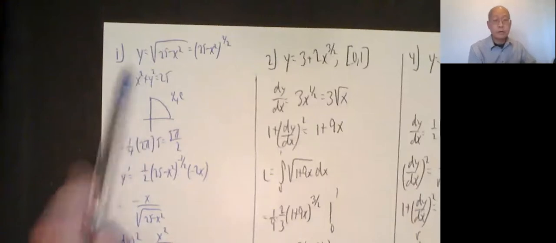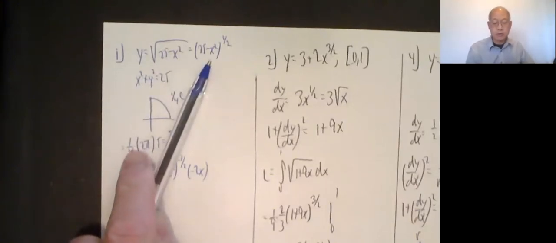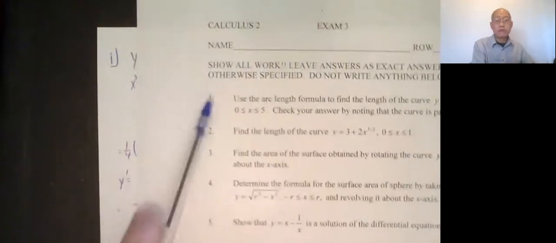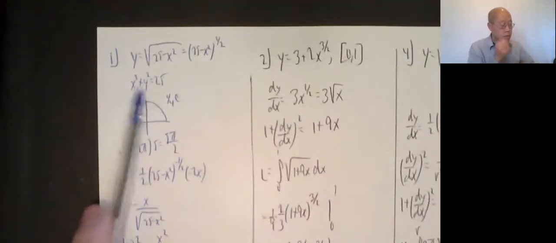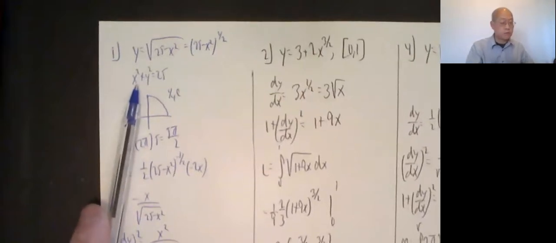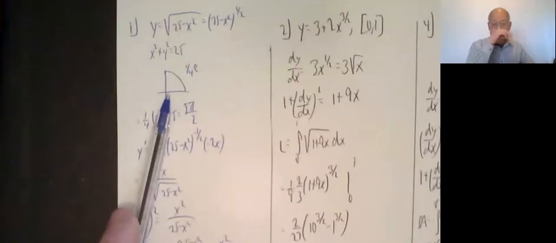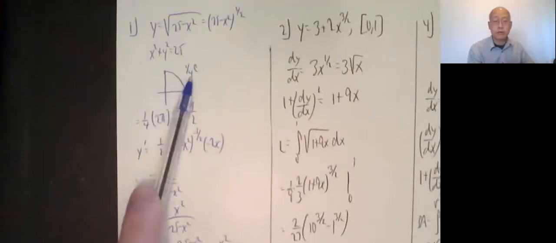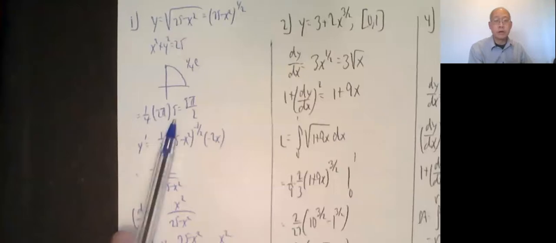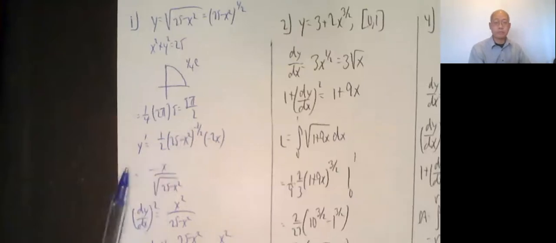And question number 1, y equals the square root of 25 minus x squared, or 25 minus x squared to the 1/2. And we're told that we're going from 0 to 5. This is part of the circle x squared plus y squared equals 25. We integrate from 0 to 5, so that is 1/4 of the circle. So the arc length should be 1/4 of the circumference, 1/4 of 2 pi r. That comes out to be 5 pi over 2. So that's what we're expecting. I've answered the second part of the question first, that it should be 5 pi over 2.